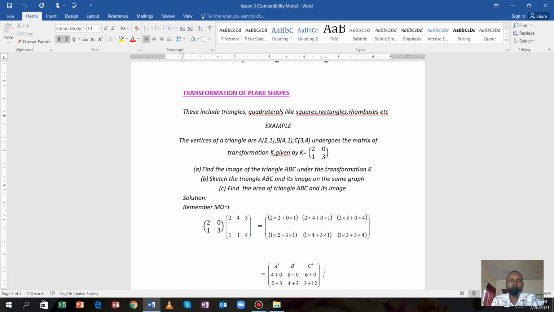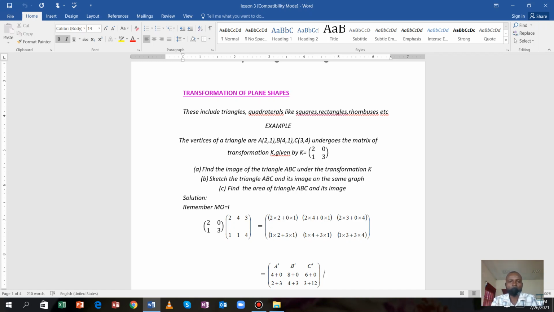Remember, matrix times object is equal to the image. So what is our matrix? The matrix is 2, 0, 1, 3. We are multiplying it by the object, that's the triangle ABC. This time I've combined all the points. You can as well work out (2,1): that's the matrix times (2,1), you get image A. You go to B, the matrix times (4,1), you get image B prime.